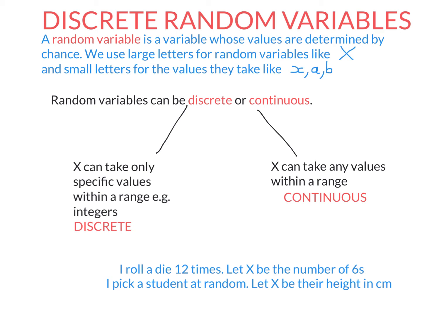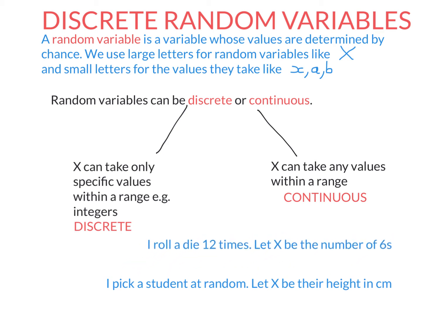So first example, let's say I roll a die 12 times and I'm going to let X be the number of sixes rolled. So X is a variable. It could be 0, 1, 2, 3, all the way up to 12. If you roll a die 12 times, you could roll 0 sixes, 1 six, 2 sixes, etc., all the way up to 12 sixes. So in this case, X, the random variable, can only take whole number or integer values. You can't roll 2.5 sixes or 2.3 sixes.